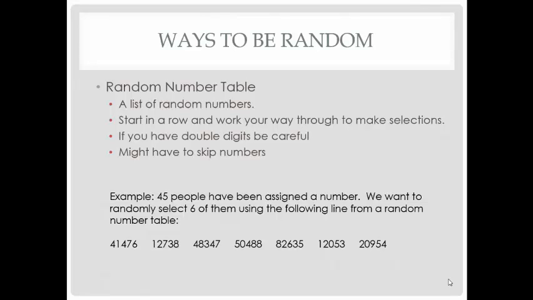So here in this first example, we have 45 people that have been assigned a number. Now, because it's double digits, remember that we'd want to make sure that we're using 01, 02, all the way up to 45. So the first person's numbered actually 01 to make that a two-digit number. And as a reminder, how to use this random number table, this particular line, the first person we would select is person 41. They would be selected. The next person up would be person 47. However, we stopped at 45, so this is a situation where you might have to skip numbers.